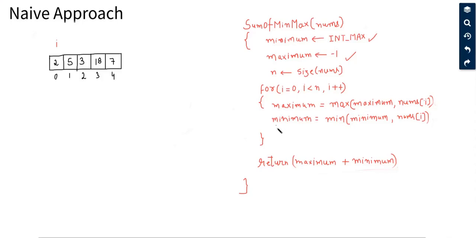We keep updating the minimum variable if we find a number in the array which is smaller than the minimum which is already present in this variable. Finally, we return the sum of the maximum and minimum which we extract from here. So this is the very naive approach to solve this problem. The time complexity is big O of n because we are traversing over the array. The space complexity is constant because we are not using any extra space.